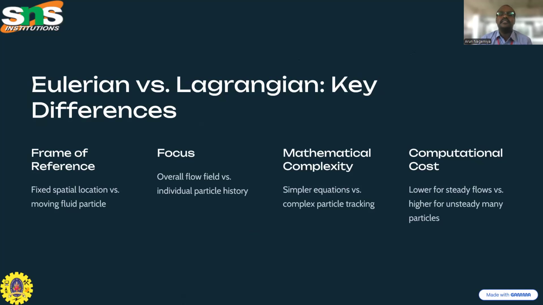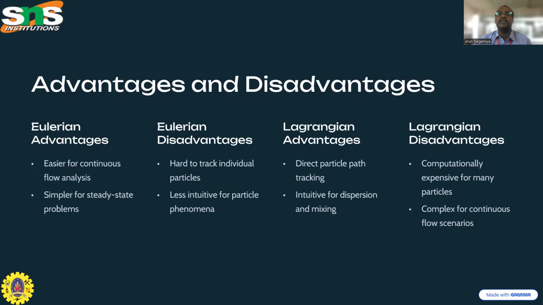So the differences between Eulerian and Lagrangian: the key difference is fixed spatial locations versus a moving fluid frame of reference. Eulerian focuses on the overall flow of the fluid, and Lagrangian is useful to focus on individual particles. We will discuss the mathematics later.